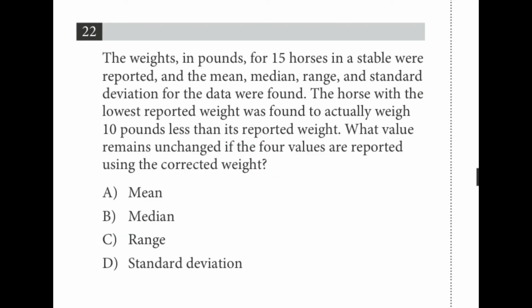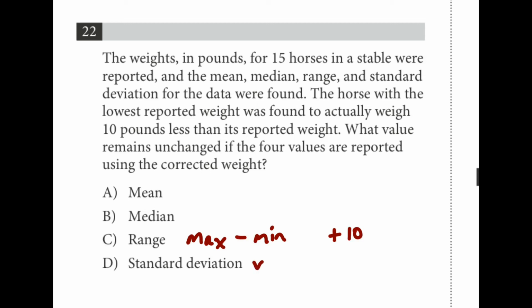For 22, we have 15 horses, and they have a variety of weights. And then the lowest reported weight is 10 pounds less, we found out. It was a mistake. So what value remains unchanged if the four values are reported using the correct weight? Well, the range is going to change a lot. That's max minus min. So we know it's going to go up by 10, as the minimum is 10 less.